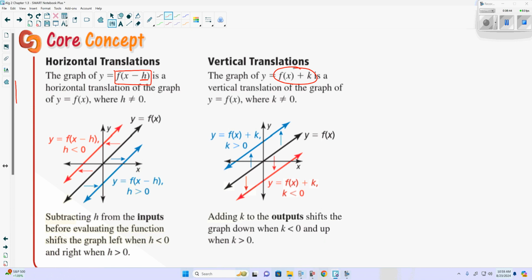So our f parentheses x minus h close parentheses is what we're going to use to move the graph or the function left or right. Our f of x plus k is what we're going to use to move the function up or down. And that kind of matches up with what we had the last 2 days. H tells us our left to right. K tells us up, down.